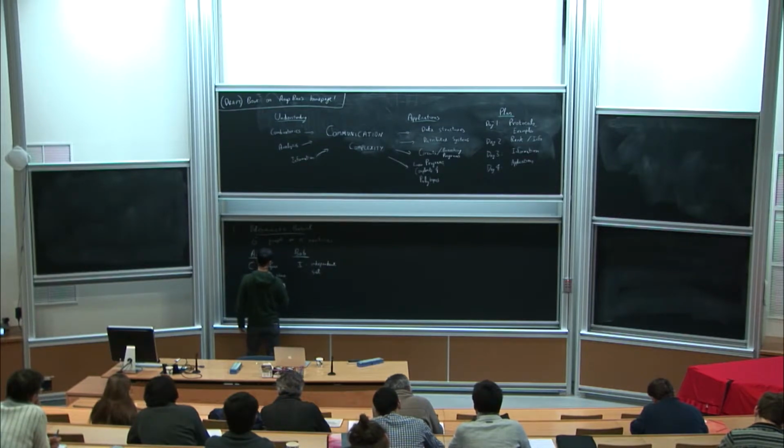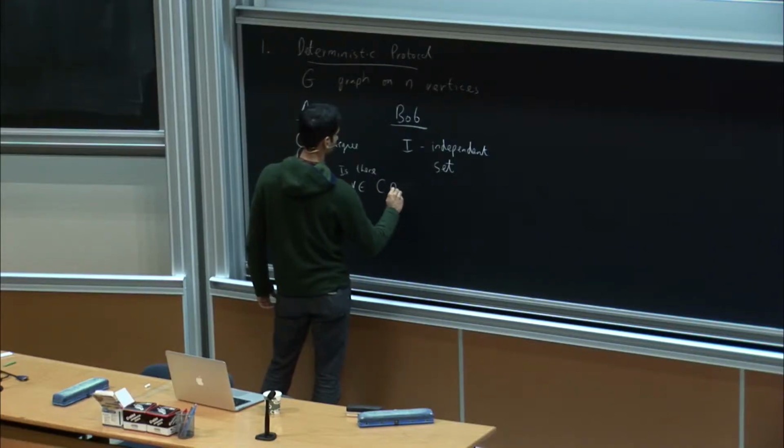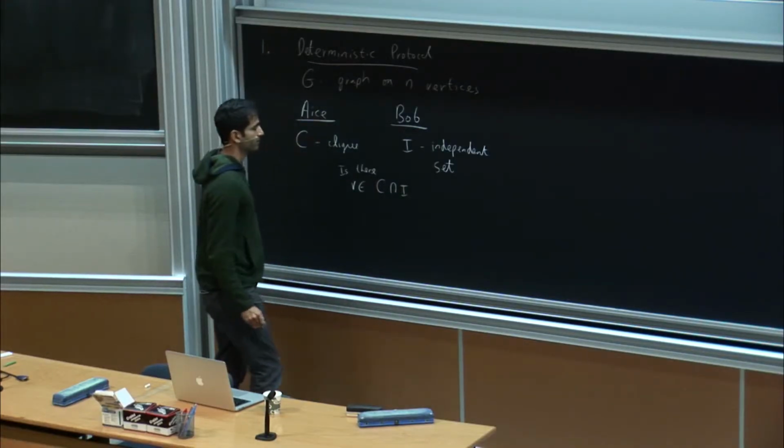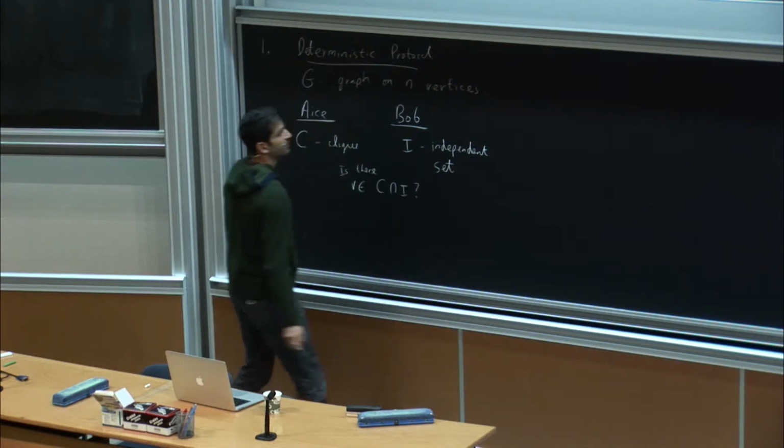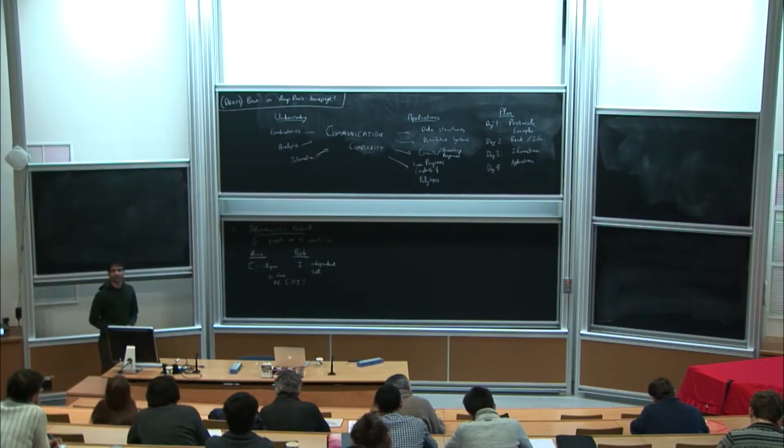Okay, so what they want to know is, is there a vertex V that's common to both of them? They know G, and only Alice knows C, and only Bob knows I.